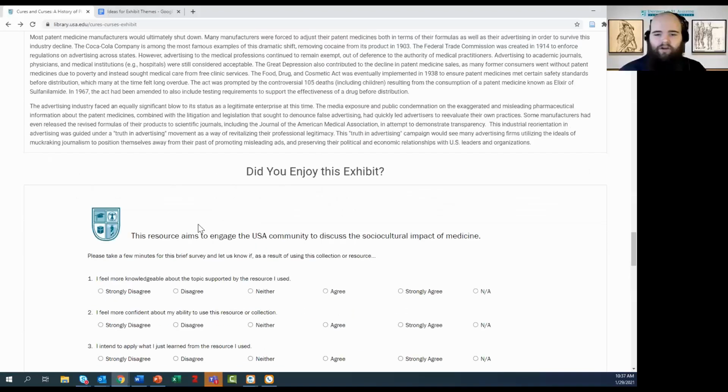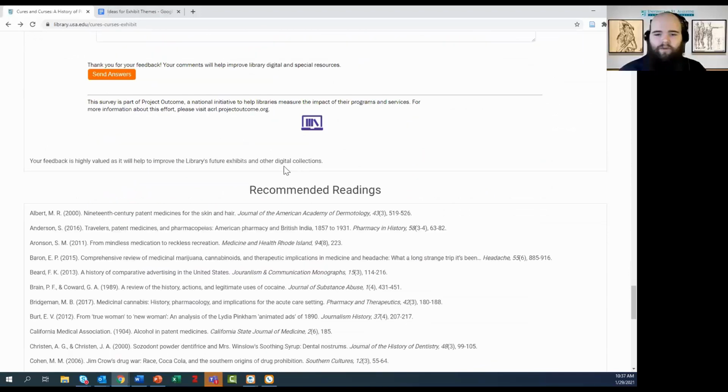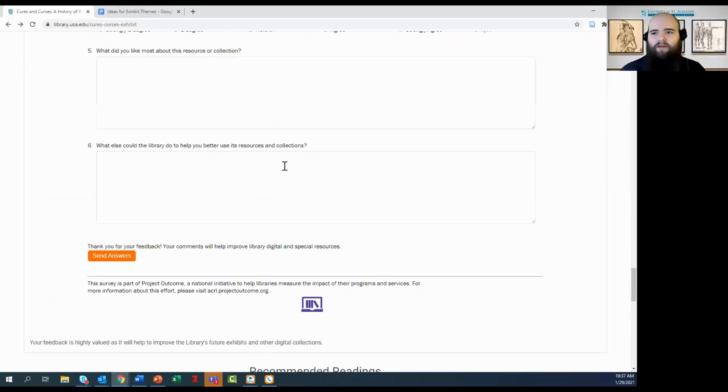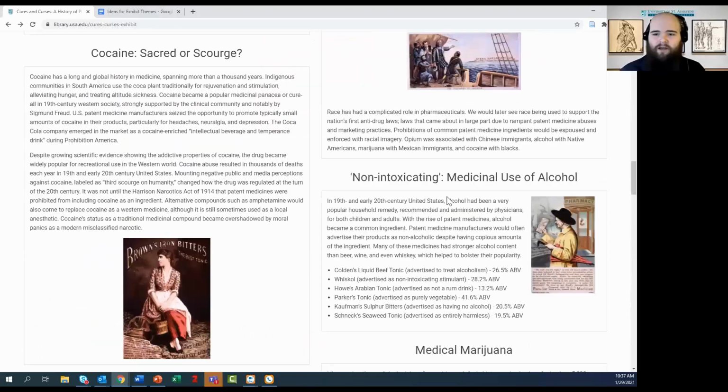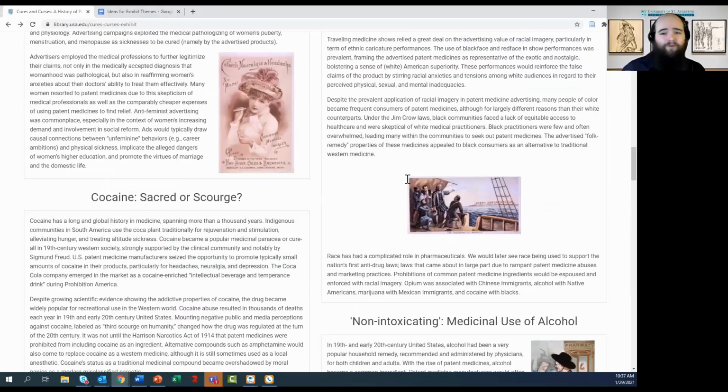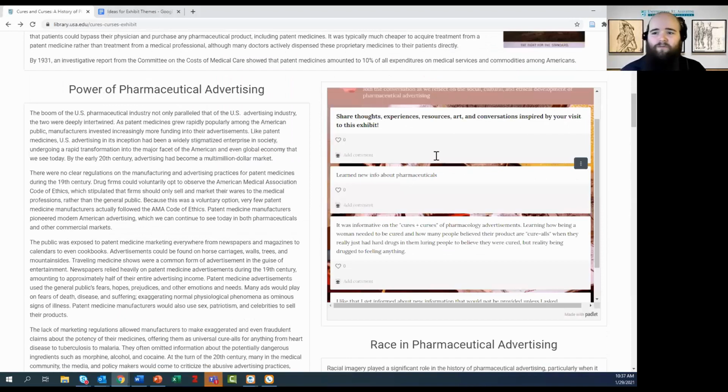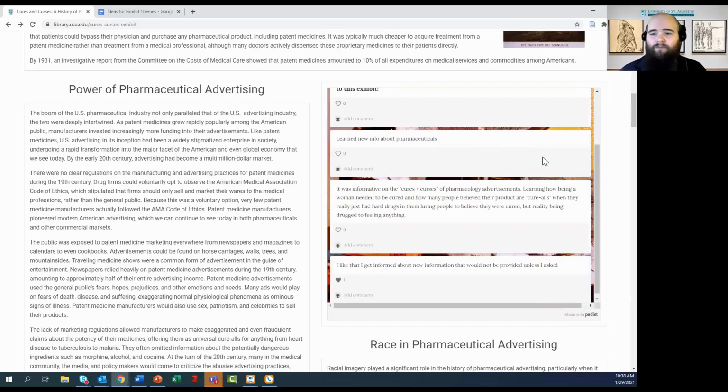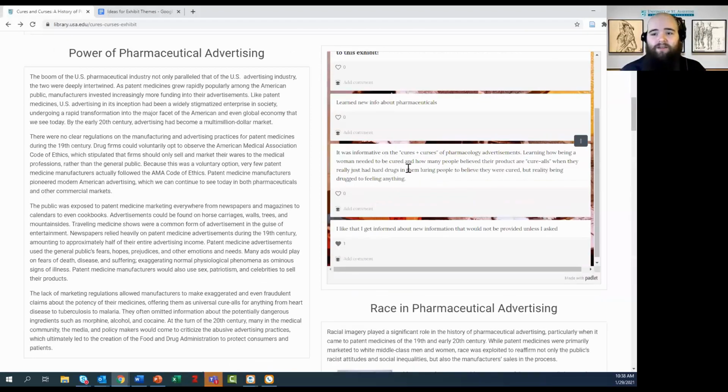So yeah, and then again, a survey here, but I also like to make a point of including the readings as well. And then again, a discussion about that and how students are, I'm presuming a lot of these are students, largely anonymous, but how people thought they learned new info about how pharmaceuticals really developed. Even one learned how being a woman needed to be cured, and how many people believe their products are cure-alls when they really are just hard drugs, learning to believe they were cured, but in reality just being drugged to not feel anything.